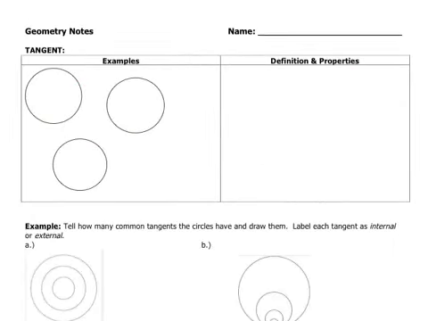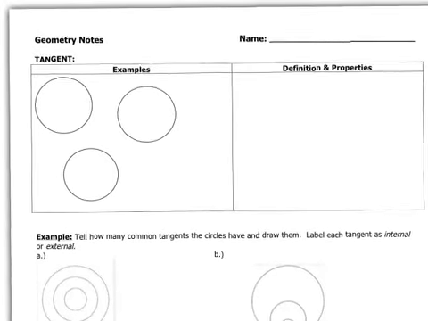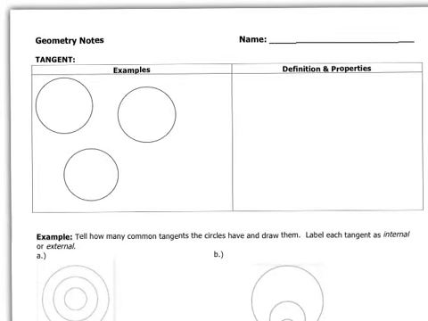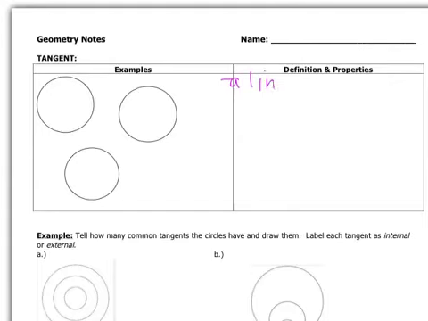The next type of special segment or line in a circle that we are going to talk about is what we call a tangent. A tangent is a line that intersects a circle one time.